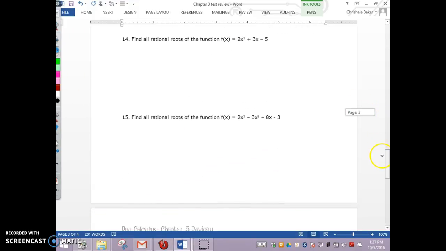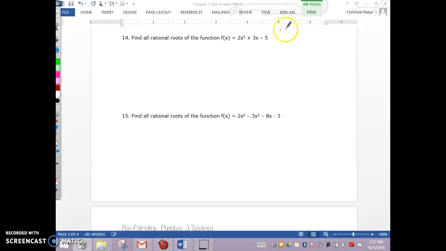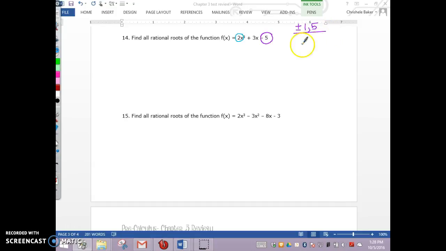Alright, so we left off at number 14. Find all rational roots of the function. So the rational root theorem says that if we take the factors of the constant, which would be 1 and 5, these are numbers that divide evenly into the constant, and divide them by the factors of the leading coefficient. So what numbers divide evenly into 2?